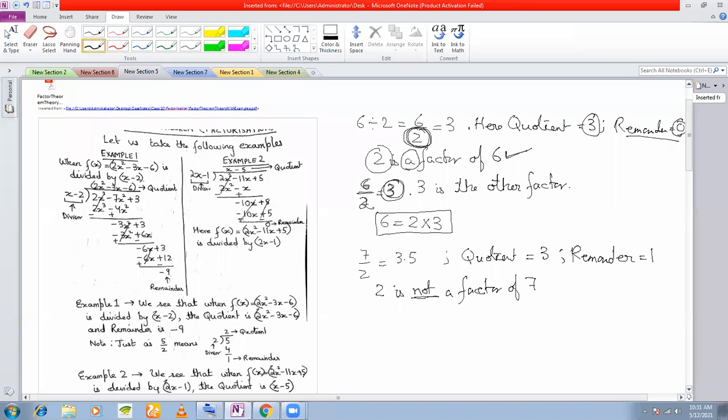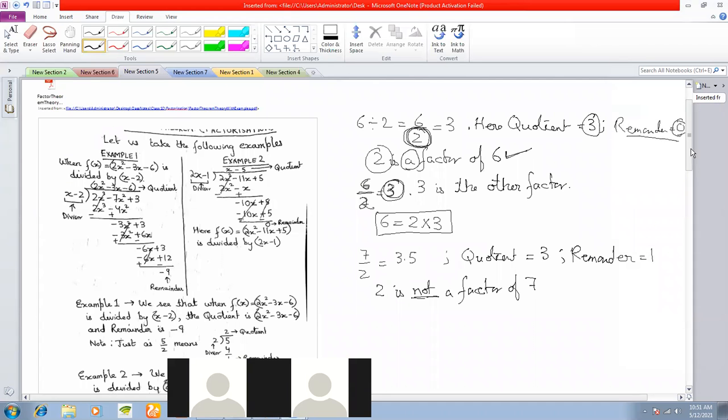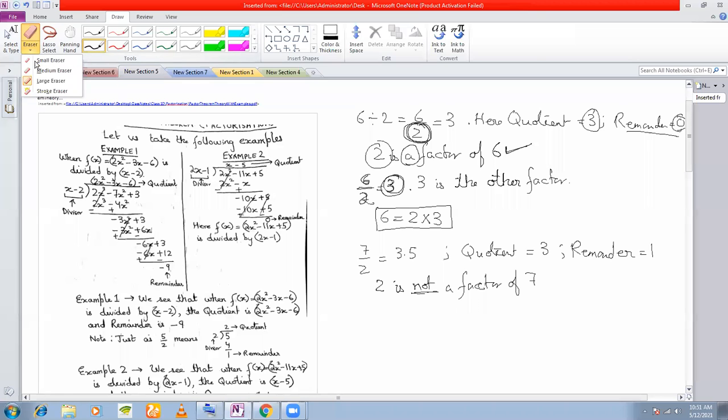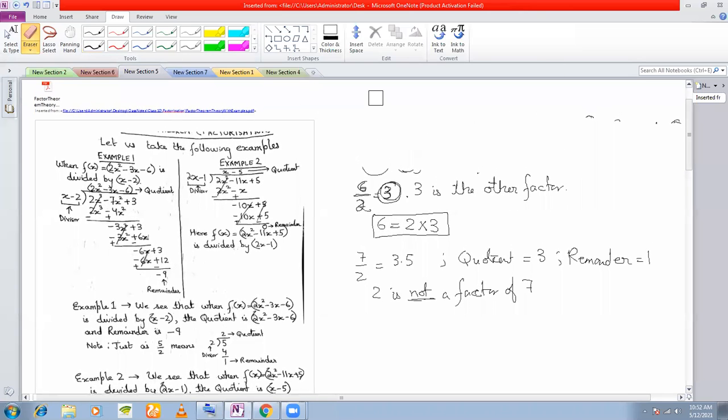So that means when the remainder is 0, when you're dividing two numbers or two algebraic expressions for that matter, if the remainder is 0, then you can easily say that the divisor must be a factor of the dividend. So that is something that you already know. We shall simply apply this here.